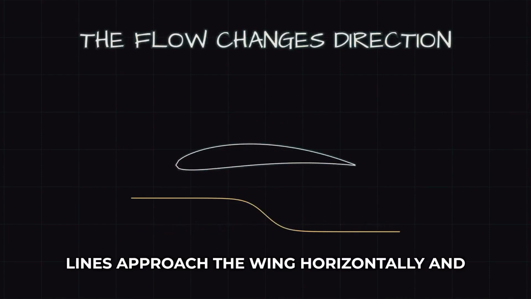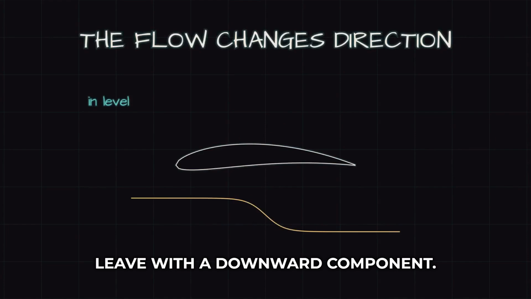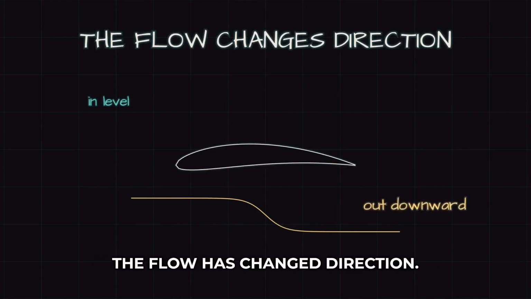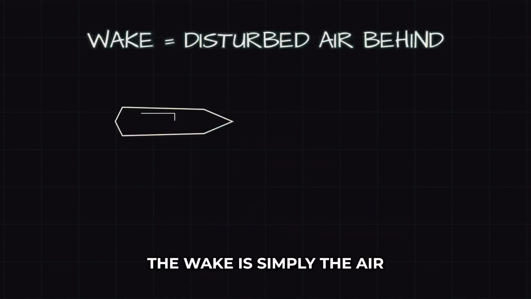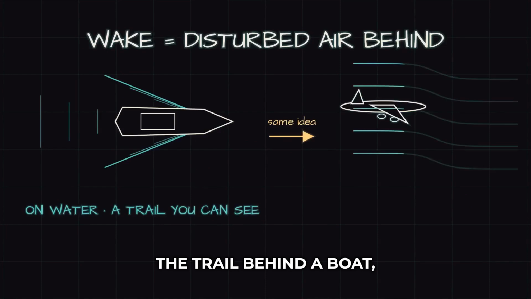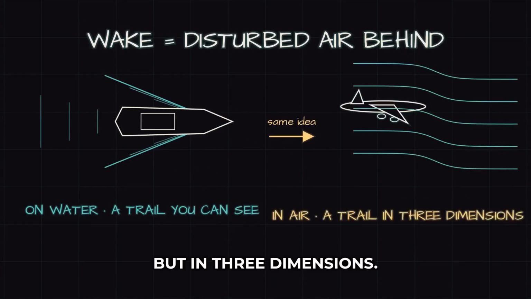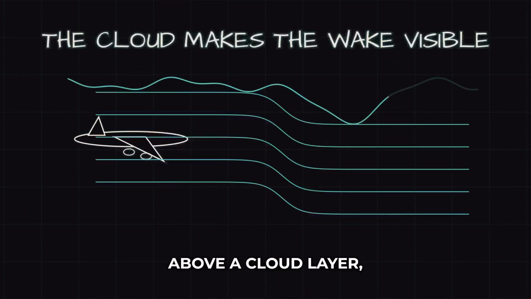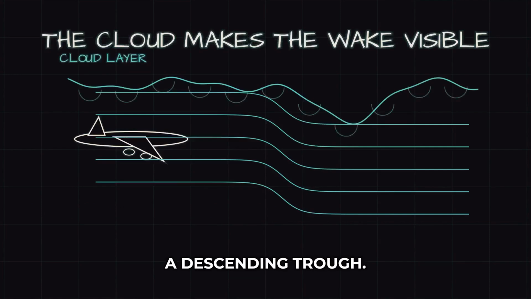Lines approach the wing horizontally and leave with a downward component. The flow has changed direction. The wake is simply the air left disturbed behind the aircraft, like the trail behind a boat, but in 3 dimensions. Above a cloud layer, that wake can carve a descending trough.